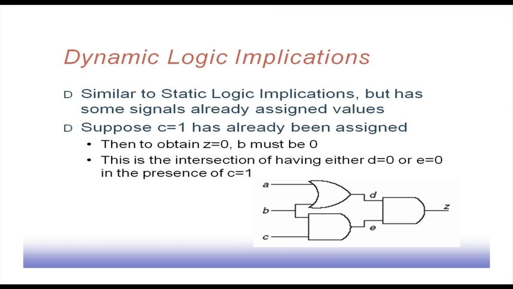Static did not assume any other signal value for any other primary inputs, but in case of dynamic logic implication, it assumes that some of the input lines have already been assigned. So, with respect to that, it is trying to find the implication of some signal line set to some value.